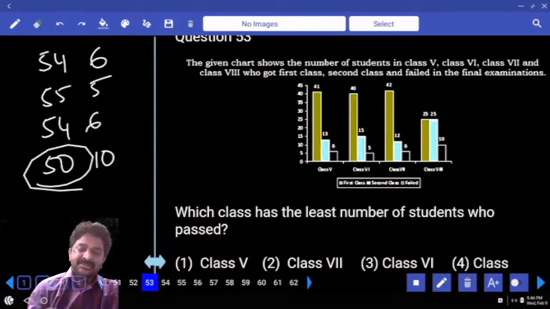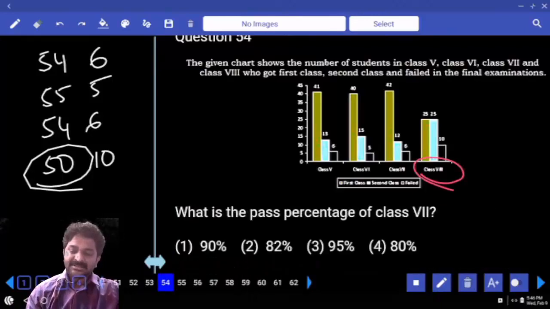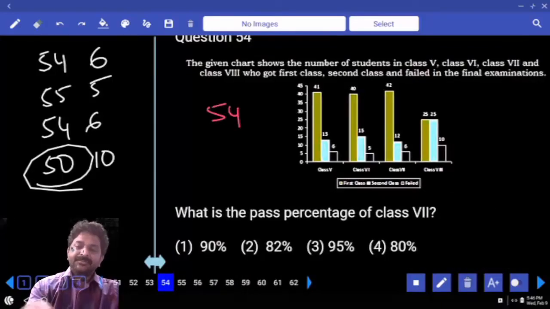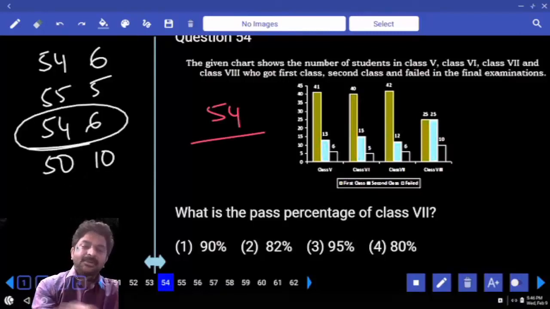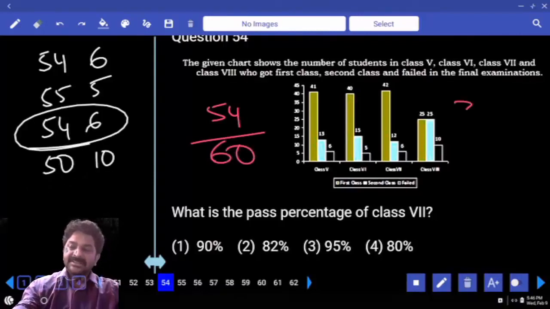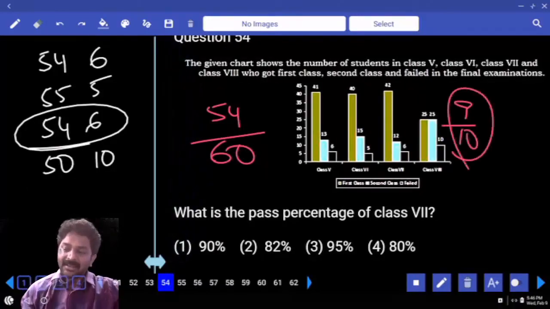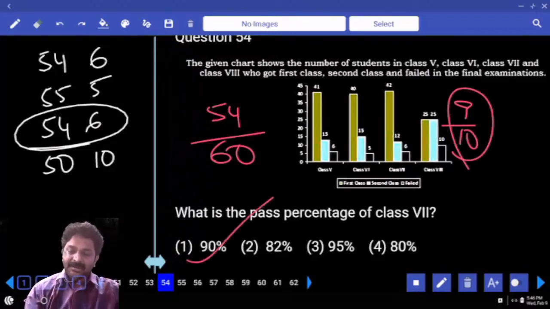Which class has the least number of students who passed? The last one. Which is that? 8th class. What is the pass percentage of 7th class? 54 passed out of a total of 60. That is 9 out of 10, right? 9 out of 10 in the sense 90%.